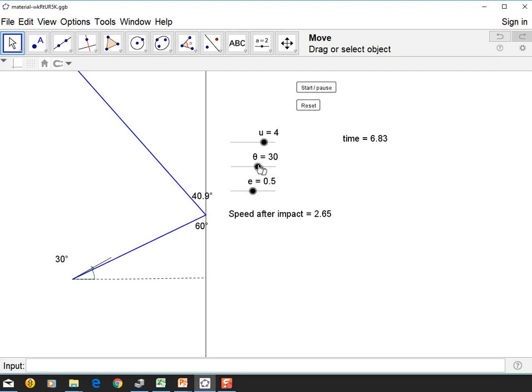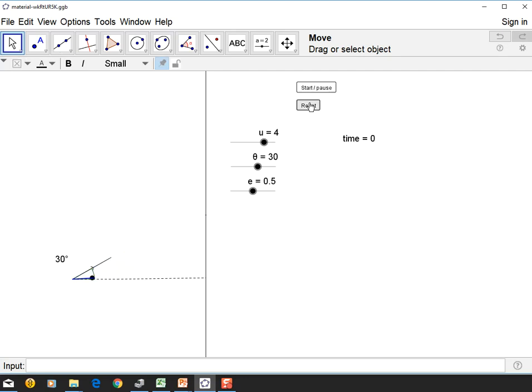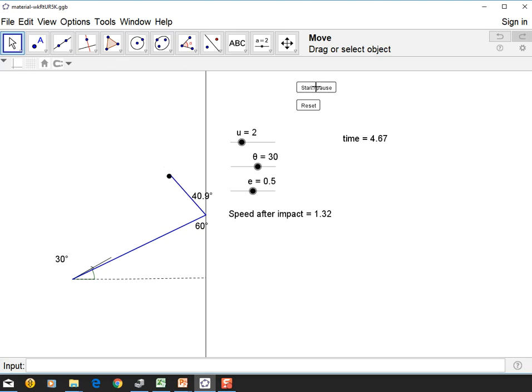I can vary the initial speed, so if I just reset that, let's see what happens if we have something going a little bit slower this time, but at the same angle and same coefficient of restitution. And you can see again that we've got this 40.9 degrees coming off there, but of course the speed afterwards is going to be slightly different. So let's leave that on the screen and alter some of these values and see what happens.